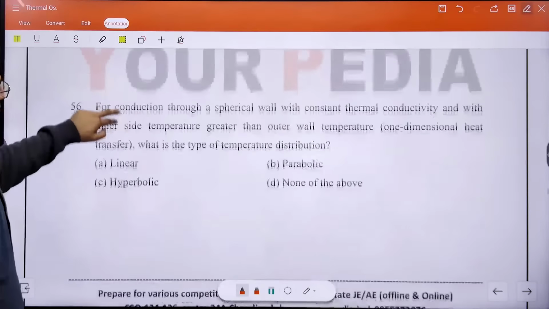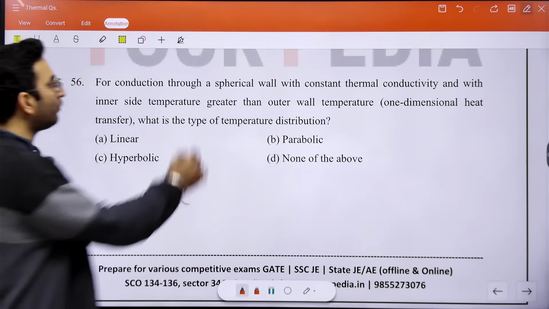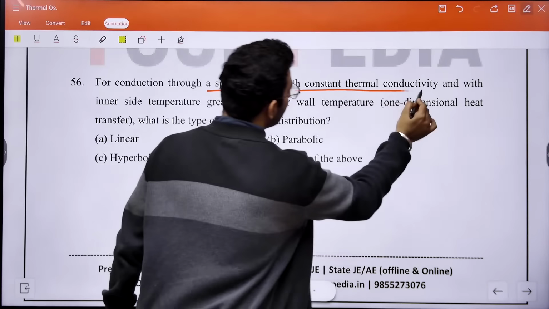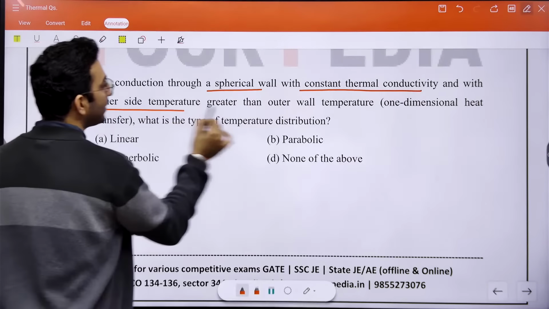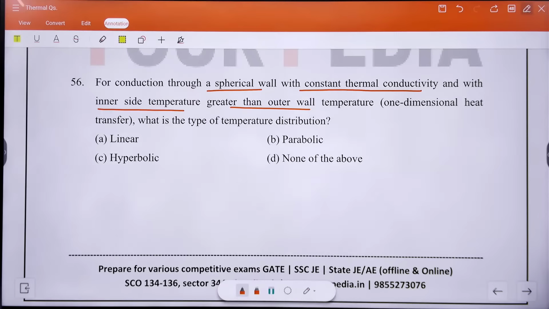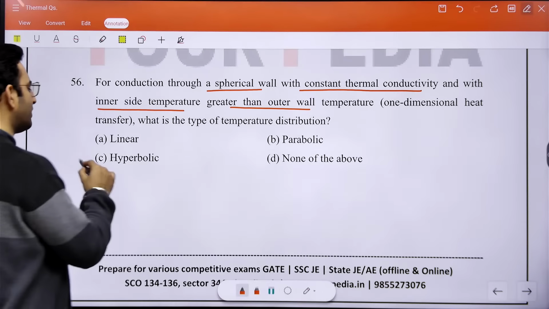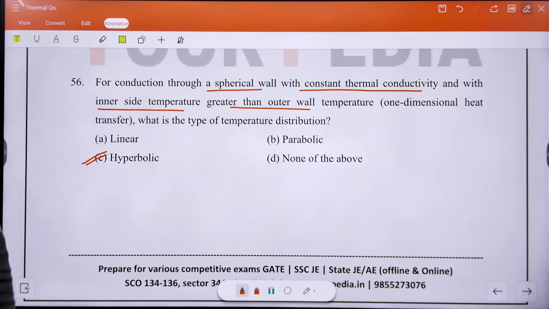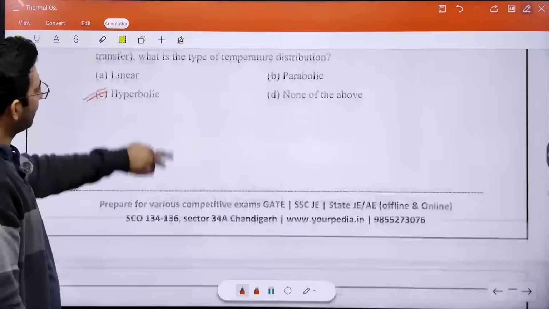Next part. For conduction through a spherical wall with a constant thermal conductivity and with inner side temperature greater than outer wall temperature, what is the type of temperature distribution? That is a simple case. Hyperbolic is going to be the variation here. Next.